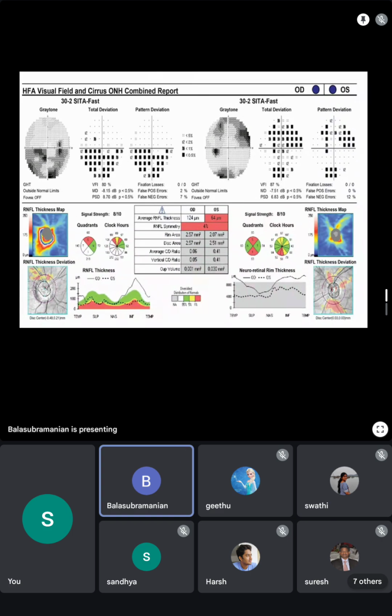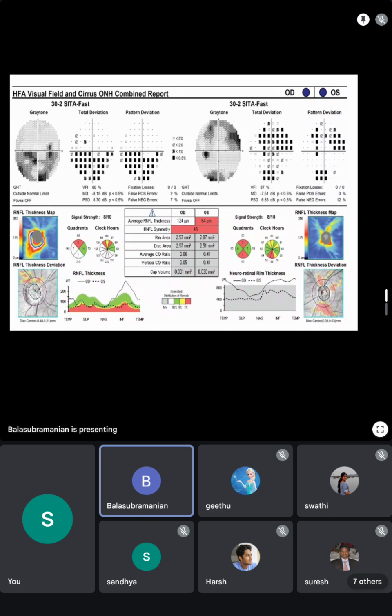This one? What is this top and bottom? Just tell me that instead of the finding. Just what is the top and what is the bottom? HFA, HFA 30-2. OCT analysis. With OCT RNFL combined, ma'am. Okay. What is this called?